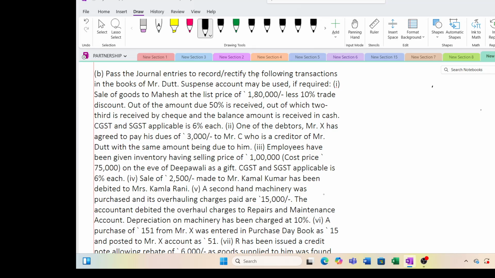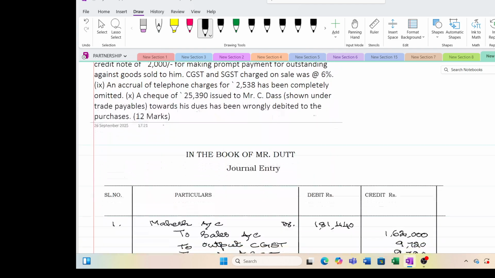Okay, so the first item is sale of goods to Mahesh at the list price of 1,80,000 less 10% trade discount. Out of that amount due, 50% is received. Out of which two-thirds is received by cheque and the balance is received in cash, and central GST and state GST is applicable at the rate of 6% each.